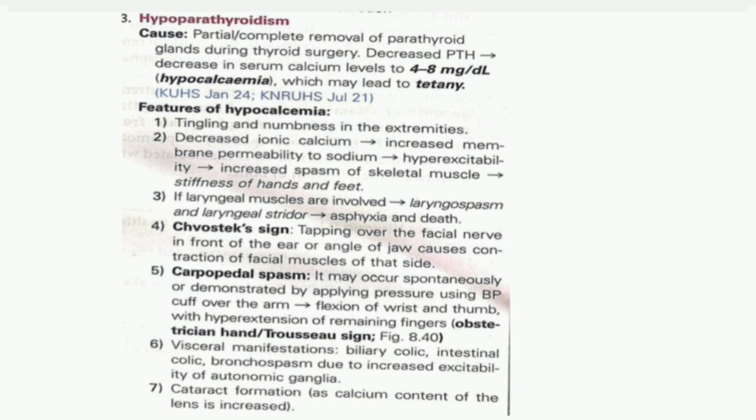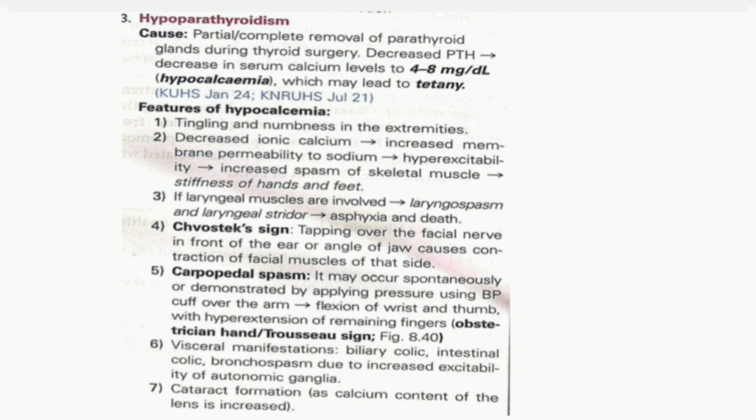Chvostek's sign means tapping over the facial nerve, which causes contraction of the muscles of the jaw in front of the ear. And carpopedal spasm is a very important feature of hypoparathyroidism. It can occur spontaneously, or can be demonstrated by applying pressure using a BP cuff over the arm. There you can see flexion of the wrist and the thumb with hyperextension of the remaining fingers. This is also known as obstetrician's hand or Trousseau's sign.